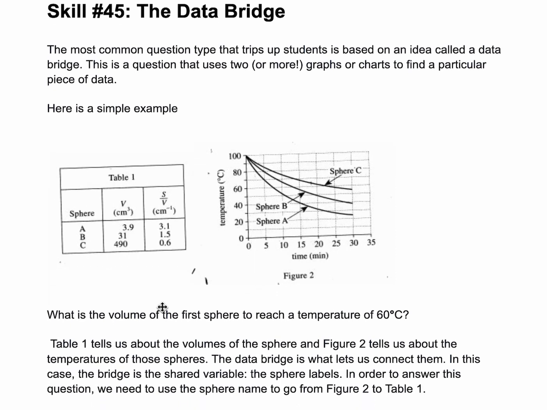So the question might be, what is the volume of the first sphere to reach a temperature of 60 degrees? Here we have 60 degrees, but we don't have anything about volume, right? So the first sphere to reach 60 degrees, we just follow it, and it's definitely this bottom line here, and that is sphere A. Now we go here, and sphere A has a volume of 3.9, right? That's pretty straightforward, but that's a data bridge. You use the data here to grab the necessary data here.